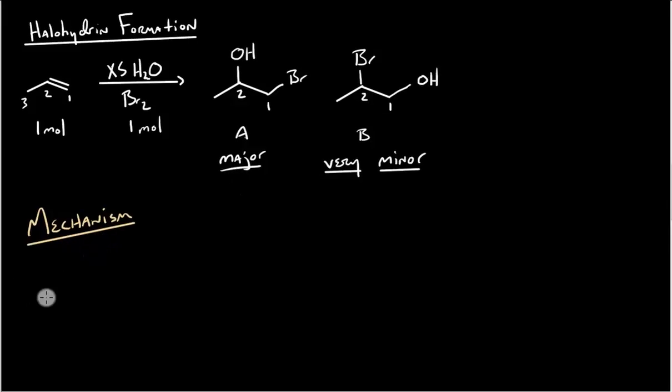What we're going to do is talk about the mechanism, and hopefully that'll help rationalize why A is a major and why B is a minor. So let's redraw the starting material, and we're going to have our starting material reacting with Br2. The mechanism for the halohydrin begins in the exact same fashion as regular Br2 addition. So this is good practice for the first part of the mechanism. Go ahead and pause the video, see if you can recreate the first part of the bromonium ion formation.